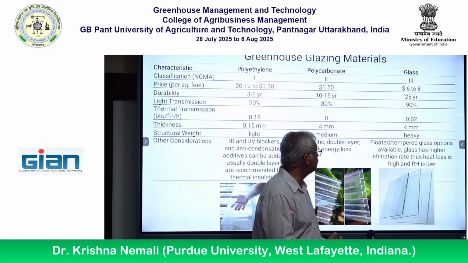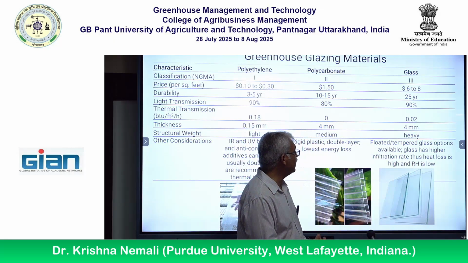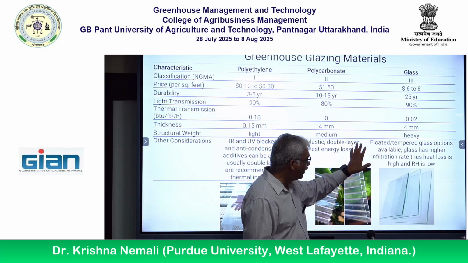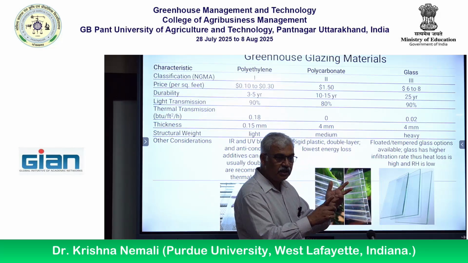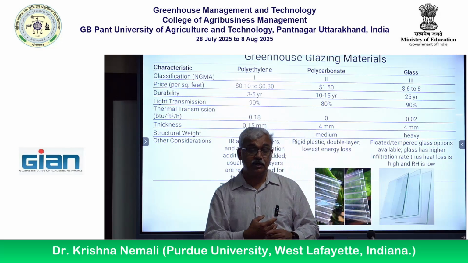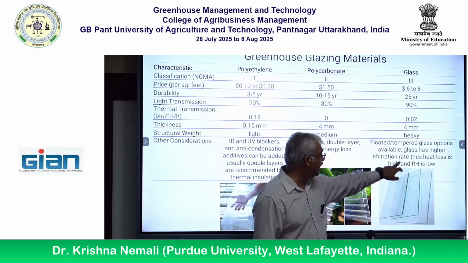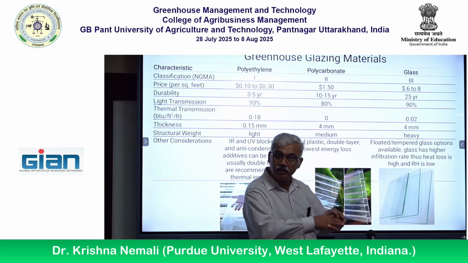Then comes the glass. We have float glass or tempered glass options. But the most important thing is, I've talked a lot about glass, durability, light transmission, things like that. But there's also another benefit with glass. You see, these are called glass panes. Nowadays, these are about 2 feet by 4 or 2 feet by 8 feet long.